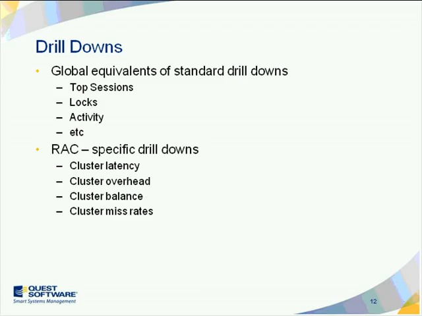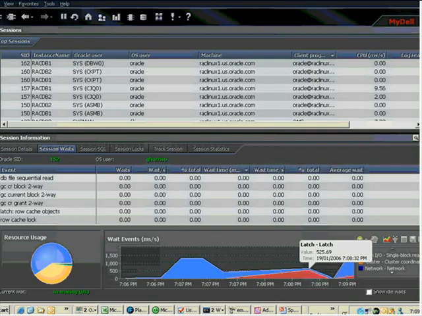There are RAC-specific drill downs for all those alerts that I showed you on the home page: cluster latency, overhead, balance, and miss rate. So there's more detailed information available within Spotlight to help you diagnose a problem if we actually find something. This is just a representation of what the sessions drill down looks like.